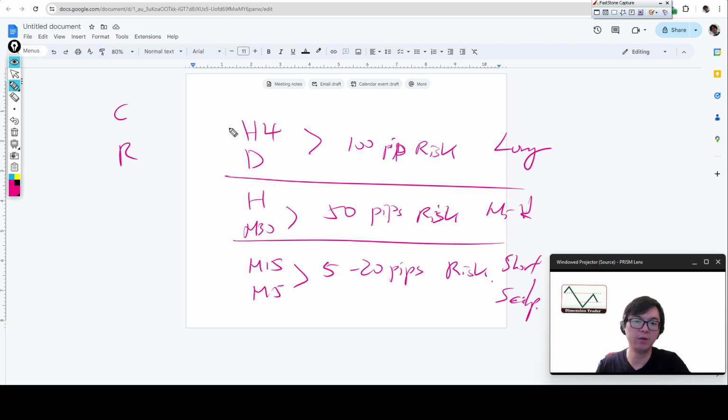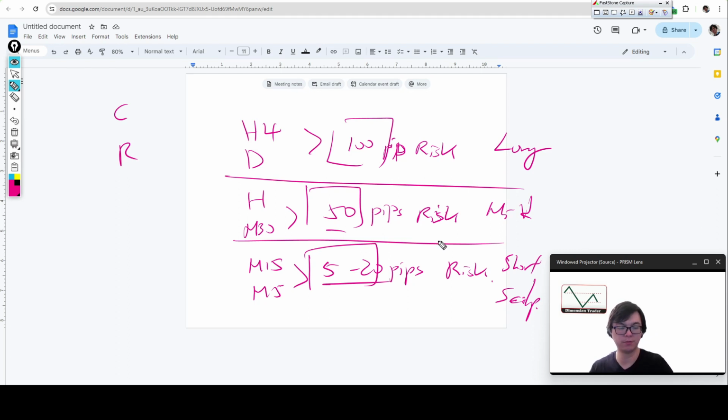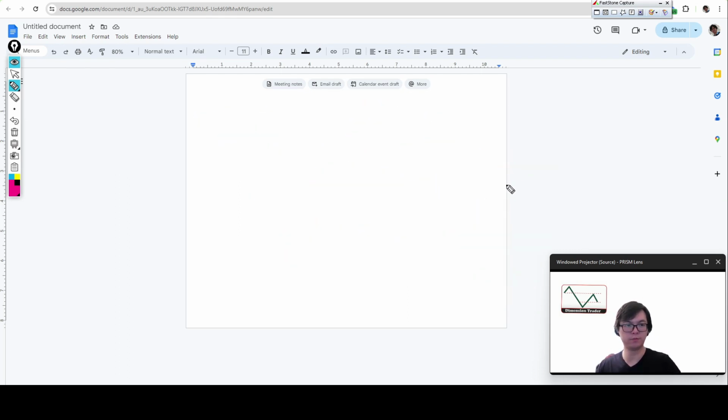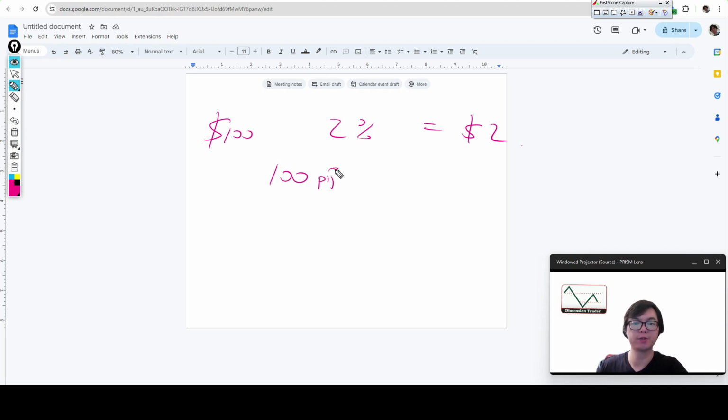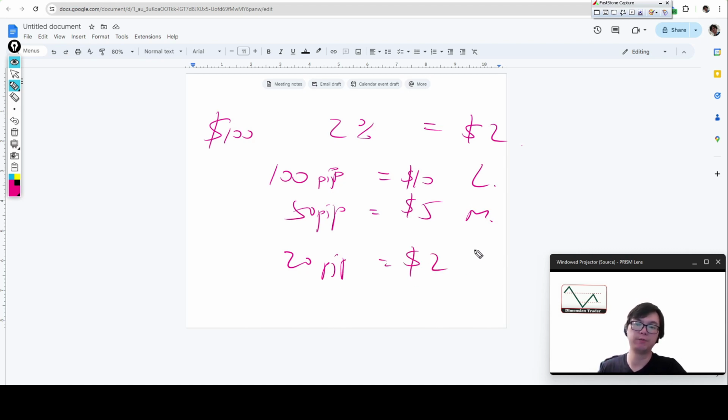All right, so we have the continuation and reversal trading styles. Now we identify what kind of risk you are willing to take in your account. If you have an account size of $100 and you are risking 2% of the account, this is equal to $2. For the long term, 100 pips of risk is equal to $10. This is for long term. 50 pips is $5 for mid-term, and 20 pips is equal to $2 for short-term.